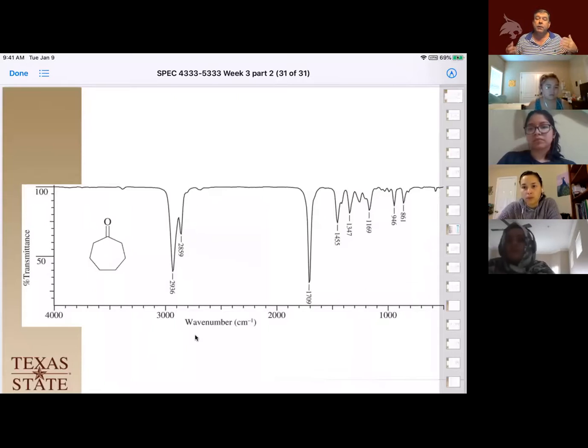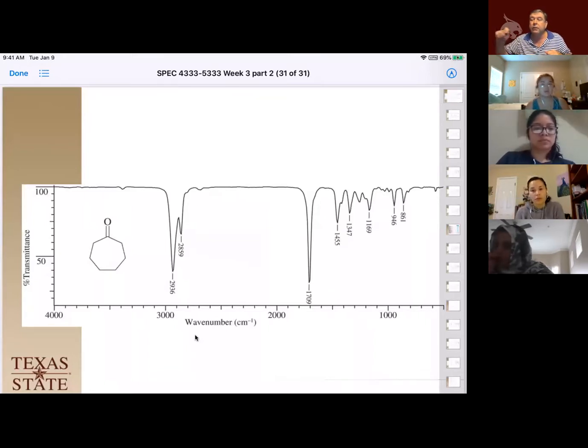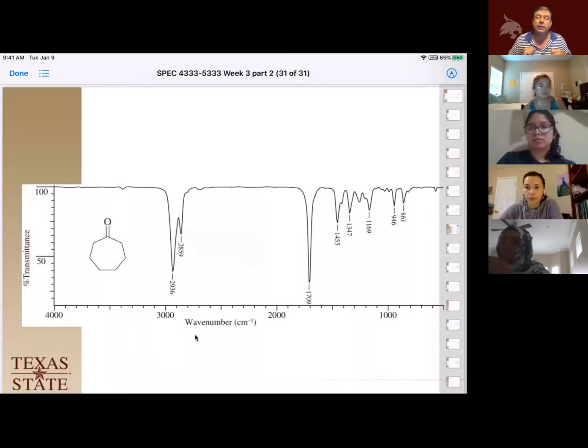The other thing I also want you to keep track of is the fact that certain functional groups will show up in certain places. So instead of just trying to look at a number and then look where it is on the chart, get familiar with, oh, hey, there's a carbonyl here.